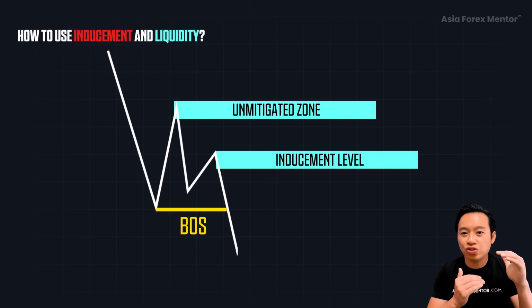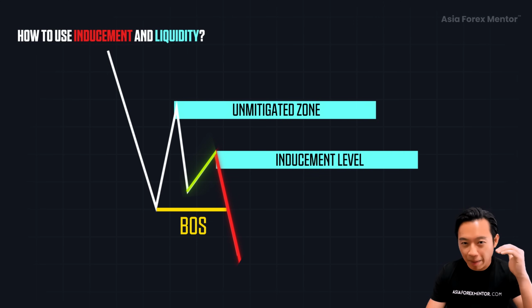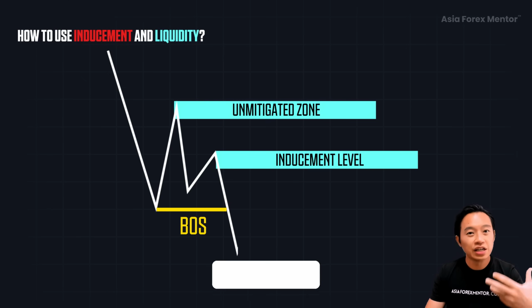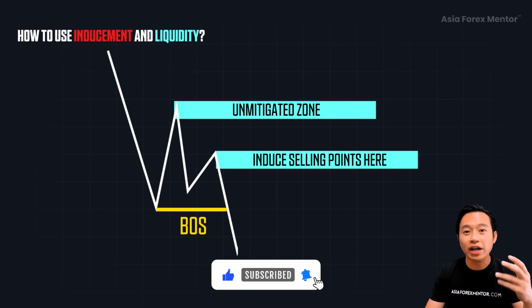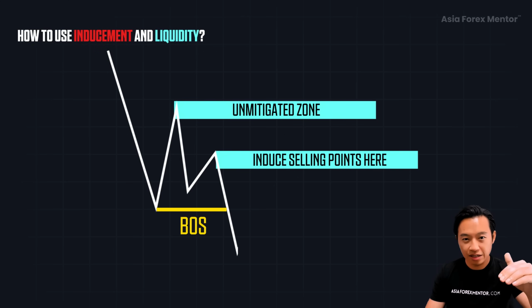So price tried to what? To mitigate the upper zone, but couldn't, right? But dropped quickly and then broke the structure itself. So market makers would use this to induce ICT, right? And retail traders to what? To enter sell positions here.